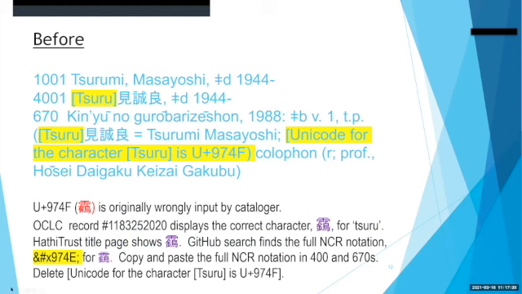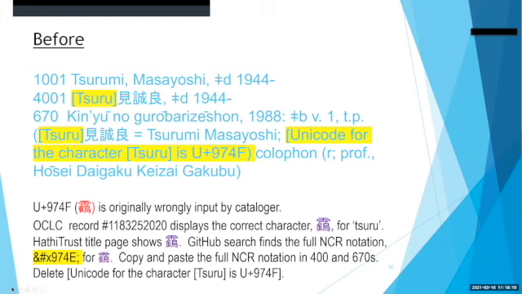This Japanese record is a little tricky. The first character of the last name is invalid. The catalogers provided the Unicode information of the character in 670, so I wanted to use this record as an example. So I searched OCLC for the character. The character in the OCLC record was not the character for 974F. The correct Unicode value for the missing character would have been 974E. So the HathiTrust database shows the title page, and that also shows a character which is the same as the one in the OCLC record.